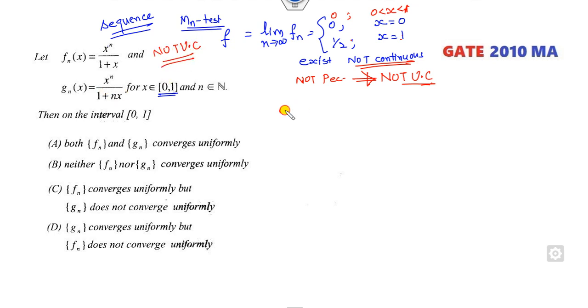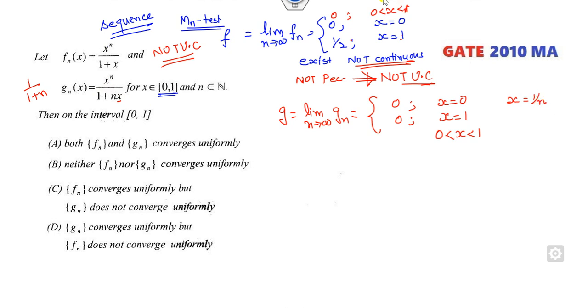Look at the second one. You can find the limit of gn as n approaches infinity. When x is equal to 0, the answer is 0. When x is equal to 1, it is 1 over 1 plus n. So as n approaches infinity, again 0. When x lies between 0 and 1, you take x as 1 over n. So this value will be (1/n) raised to power n over 1 plus, when x is equal to 1, it is 1. So clearly this goes to 0.